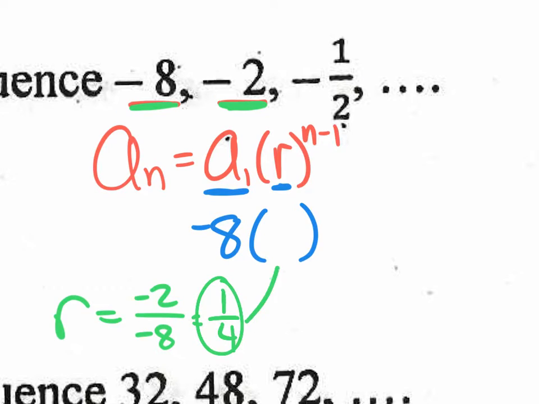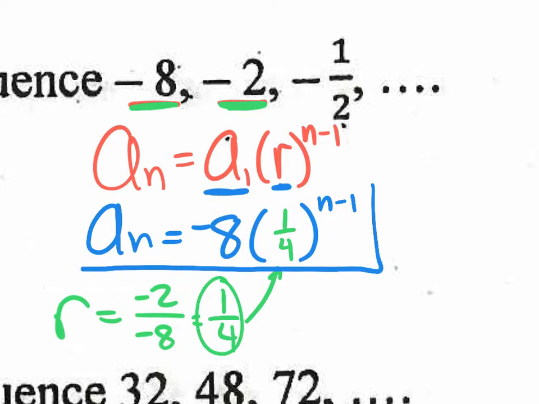And when you plug in that 1/4 inside the parentheses, you actually have your equation, because a sub n is just the name of it, and n minus 1 power is the exponent. So ladies and gentlemen, there's your a sub nth rule. Now, this rule produces the list. If I were to plug in a 1 right here, it's going to give you your first number, -8. If I were to plug in a 2 right there, it'll give me my second number, -2.